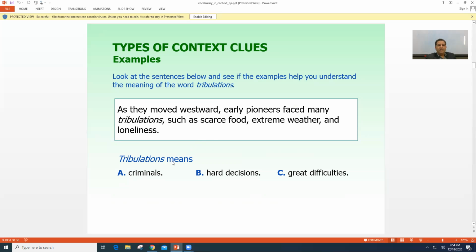Do you think these are the examples of criminals? Or these are the examples of hard decisions? Or these are the examples of great difficulties? Of course, these are the examples of great difficulties. So the early pioneers faced these great difficulties. Which great difficulties? Scarce food, extreme weather, and loneliness.